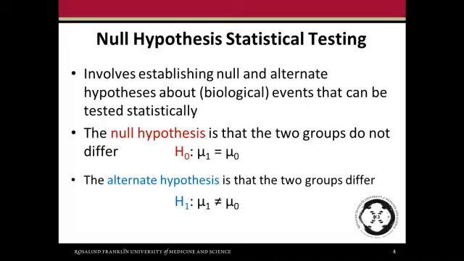The alternative hypothesis is that the two groups actually do differ. So here this is represented by H1. You might also see this represented by H with a sub A for an alternative hypothesis. And this is basically just saying that the two means for the groups do differ. And this gives us a testable prediction that we can use.